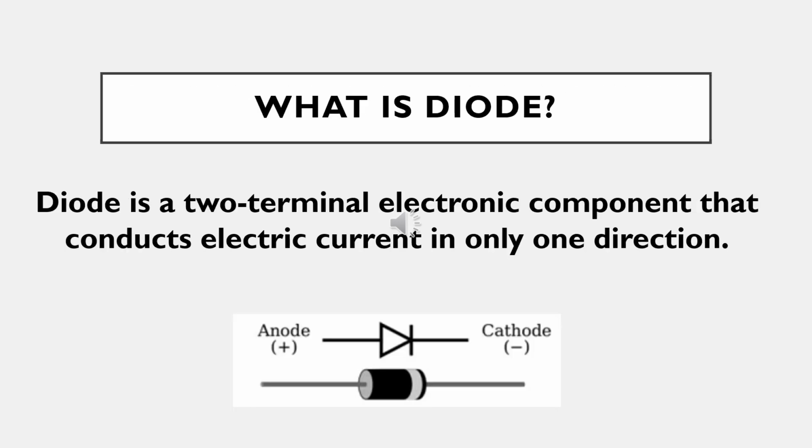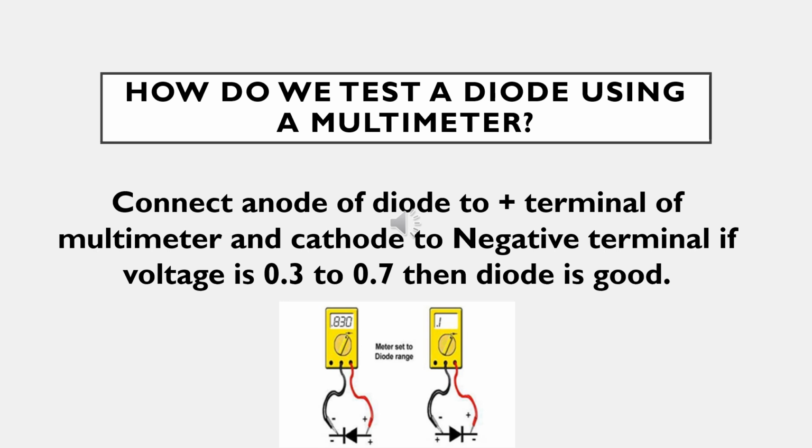What is a diode? A diode is a two-terminal electronic component that conducts electric current in only one direction. How do we test a diode using a multimeter? Connect the anode of the diode to the plus terminal of the multimeter and the cathode to the negative terminal. If the voltage is 0.3 to 0.7, then the diode is good.